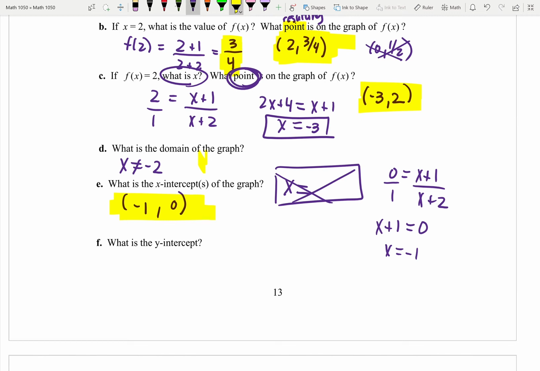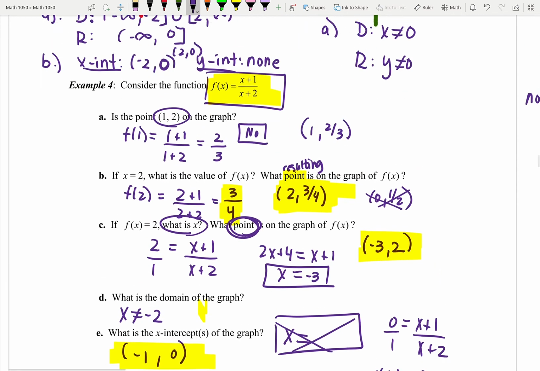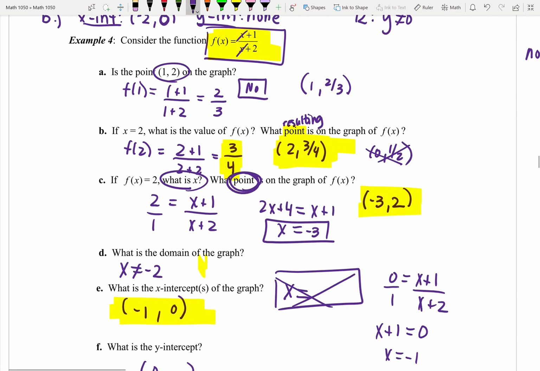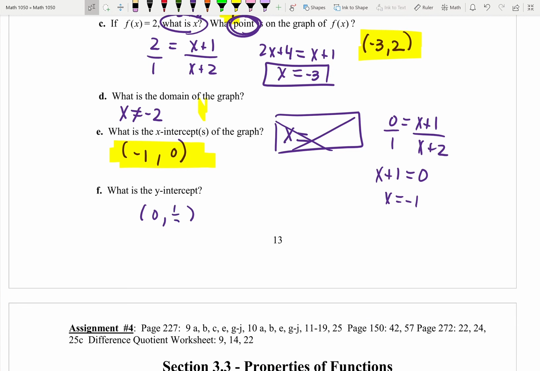The y-intercept is what I'm going to let you do just in your head. To find the y-intercept, x is a 0. You guys look at the equation. If x is a 0, this goes away and this goes away, and what do I have left? 1/2. That's easy. That's your answer.